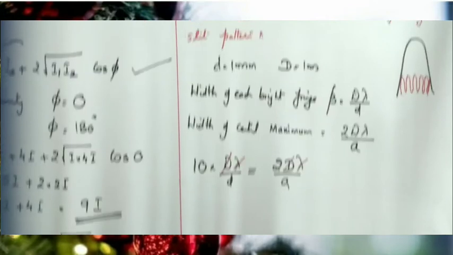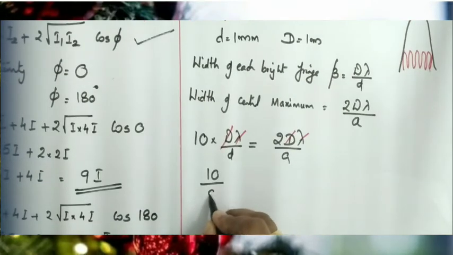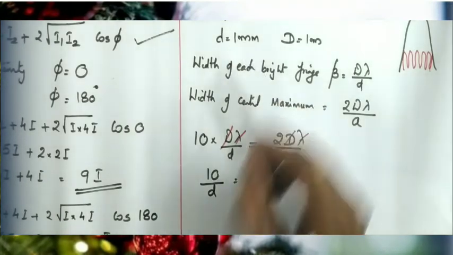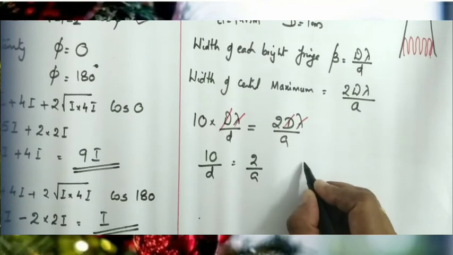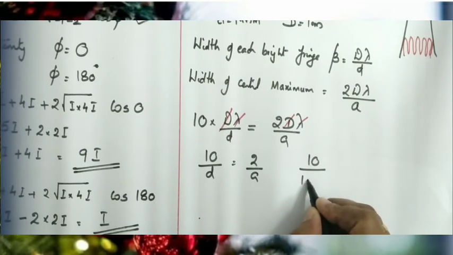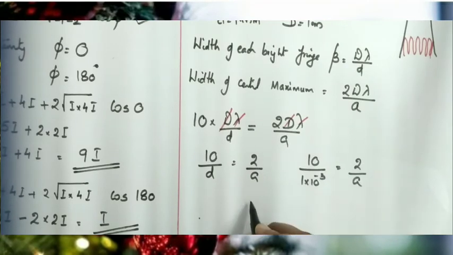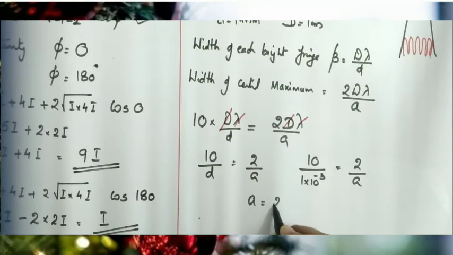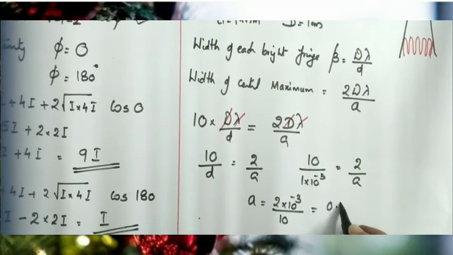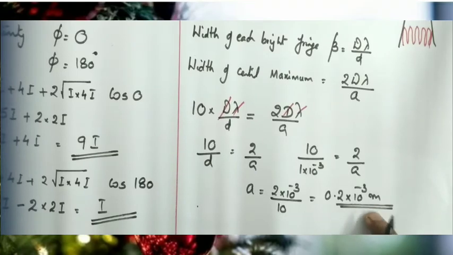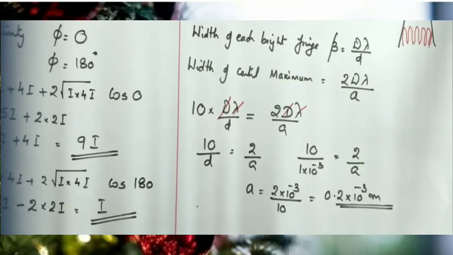So, we can write 10 by d equal to 2 by A. Here what is d given? d is equal to 1 millimeter. So, 10 divided by 1 millimeter, we can convert to meter, is equal to 2 divided by A, and we can write A is equal to 2 into 10 raised to minus 3 divided by 10, that is 0.2 into 10 raised to minus 3 meter. So, width of the single slit is given by 0.2 into 10 raised to minus 3 meter.